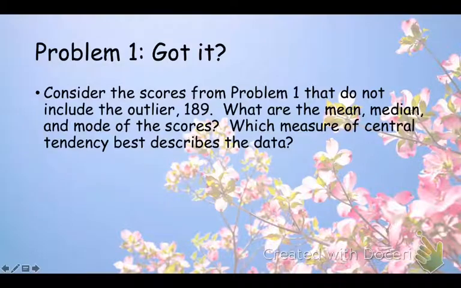So go ahead and pause and take a look at this. You are still using the scores from problem 1, but it's asking what happens if we do not include the outlier. When you are ready to check your answers, please resume.